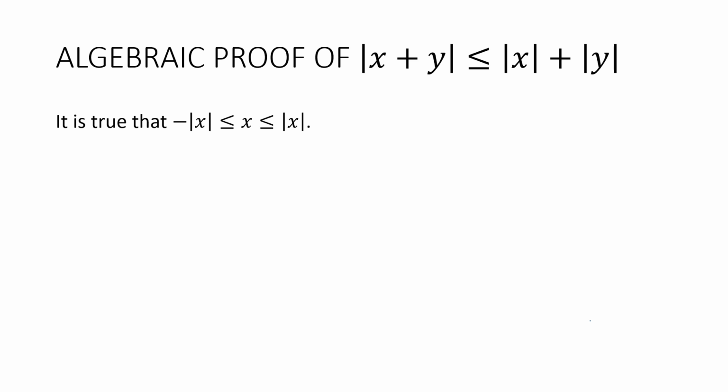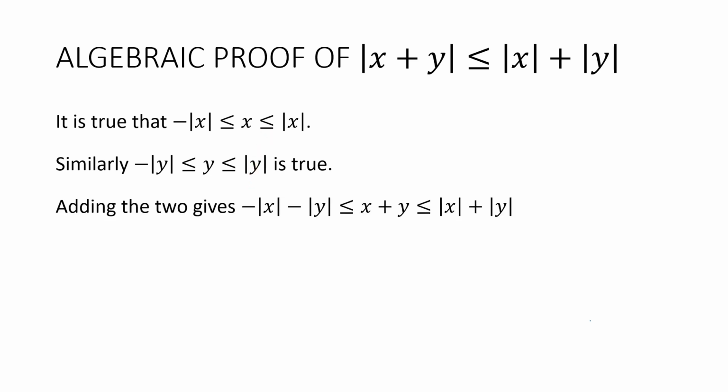Now let's look at the algebraic proof. I'm going to start with this rather strange statement. It says that X lies between the negative absolute value of X and positive absolute value of X. That's true, isn't it? Similarly, Y lies between negative absolute value of Y and positive absolute value of Y. Okay, let's add those two together. We end up with negative absolute value of X plus negative absolute value of Y is less than or equal to X plus Y is less than or equal to absolute value of X plus absolute value of Y.